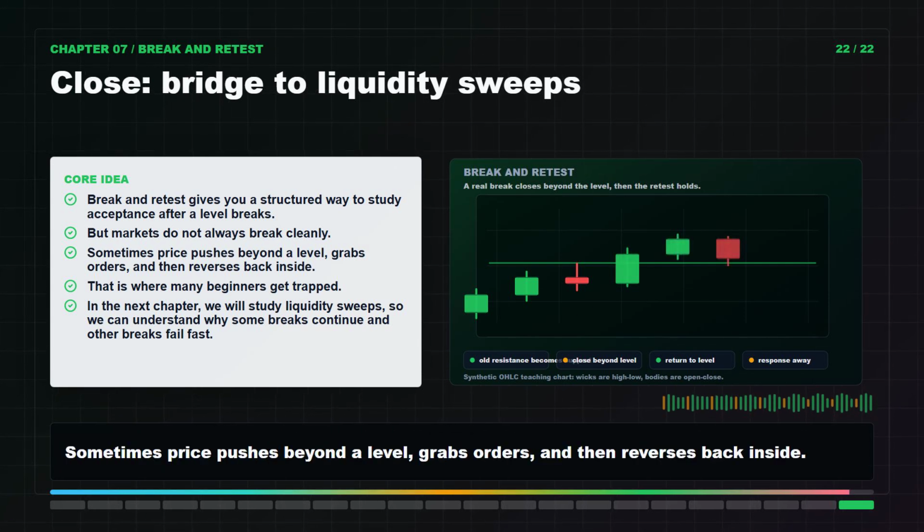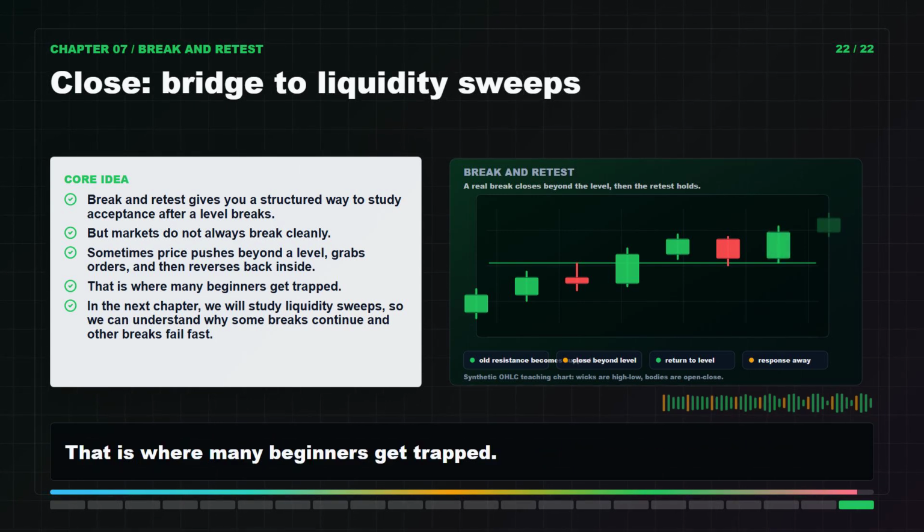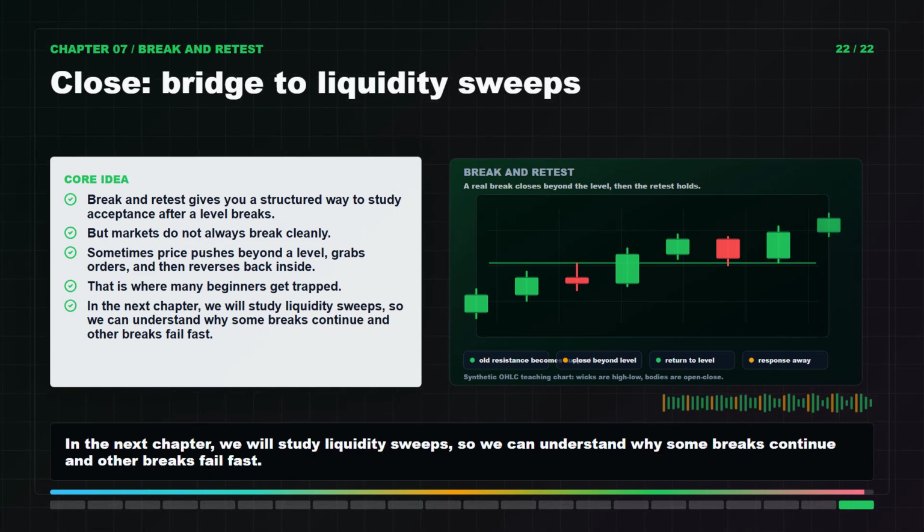But markets do not always break cleanly. Sometimes price pushes beyond a level, grabs orders, and then reverses back inside. That is where many beginners get trapped. In the next chapter, we will study liquidity sweeps so we can understand why some breaks continue and other breaks fail fast.